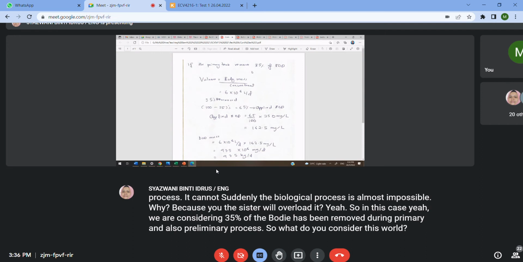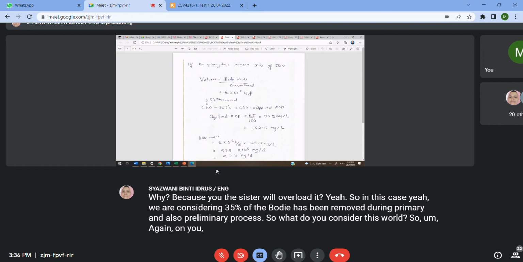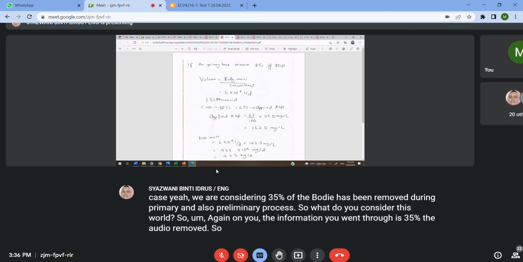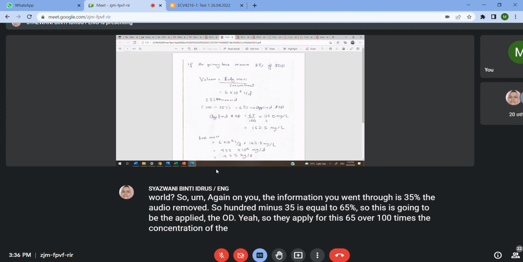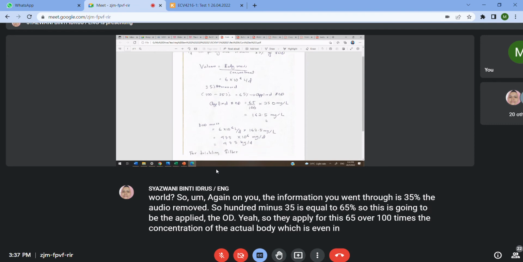So what to do if you are to consider this removal rate? Again, the information given to you is 35% BOD removed. So 100 minus 35 is equal to 65%. So this is going to be the applied BOD. So the applied BOD is 65 over 100 times the concentration of the actual BOD, which is given in the question. So you will get 162.5.